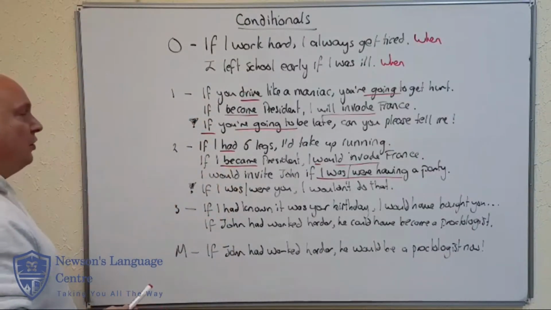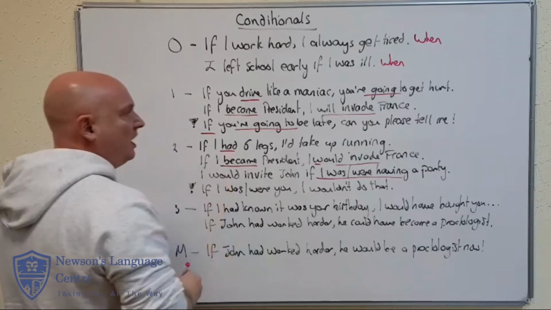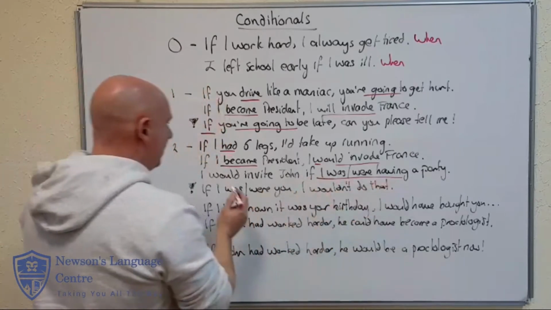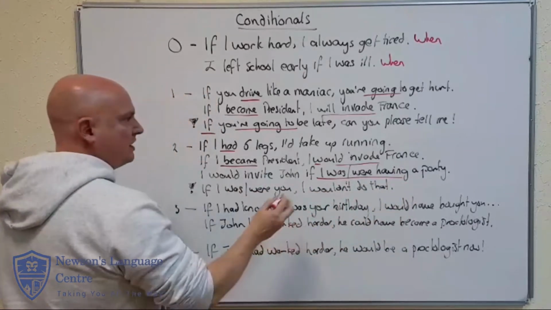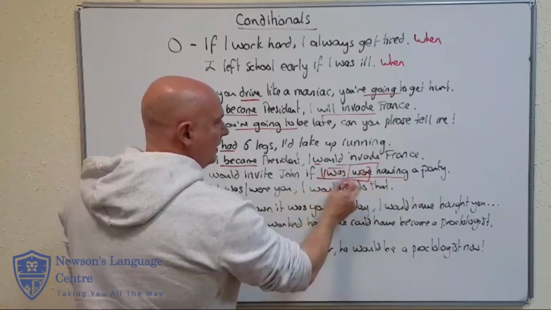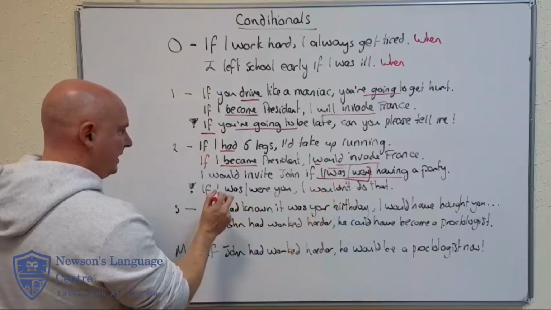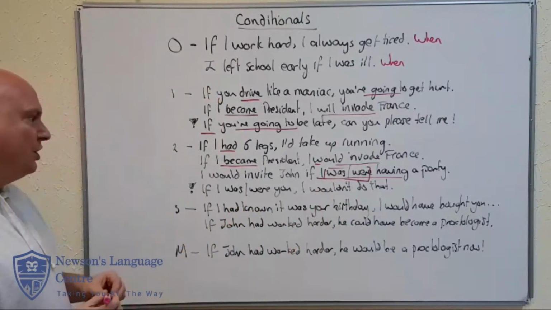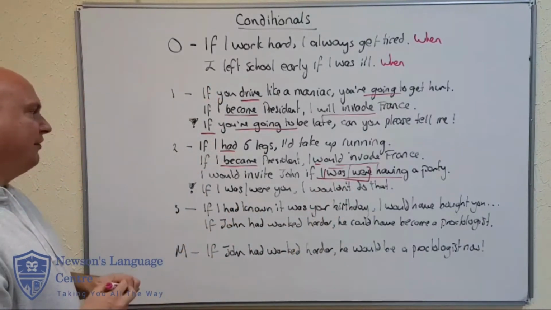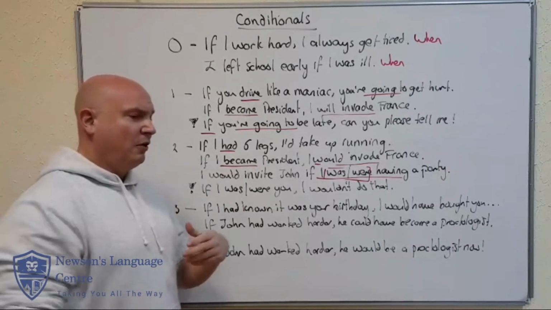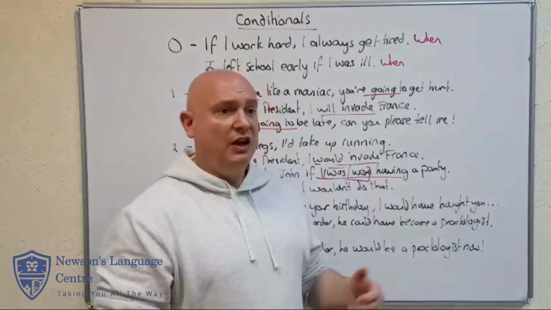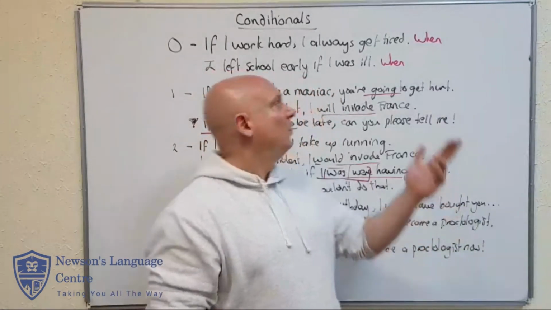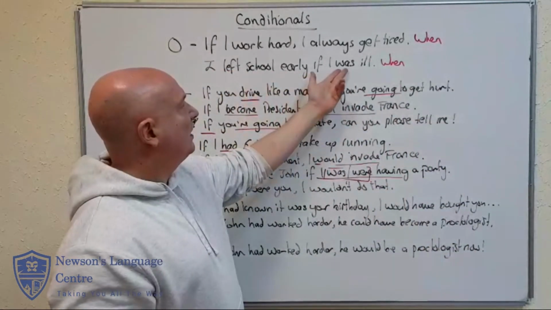Also, with conditional 2, I don't just have to have past simple, I can have past continuous as well. I would invite John if I was having a party. Now notice I've actually got was and were here, which I want to explain under this one. If I were you, I wouldn't do that. If I was you, I wouldn't do that. Now, a lot of people ask questions about is it if I was or if I were. Now, if I were is subjunctive, and if I was, well, that looks like it's indicative.